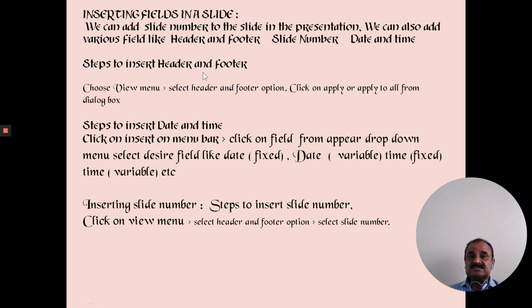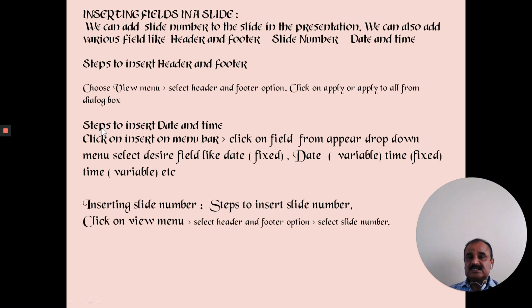Steps to insert header and footer. Choose view menu, select header and footer option. Click on apply or apply to all from the dialog box. We can apply on an individual slide. For that, we have to click on apply. To apply on all the slides of the presentation, we have to select apply to all from the dialog box.